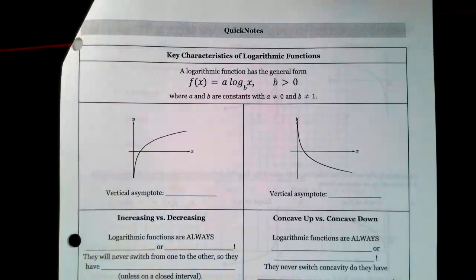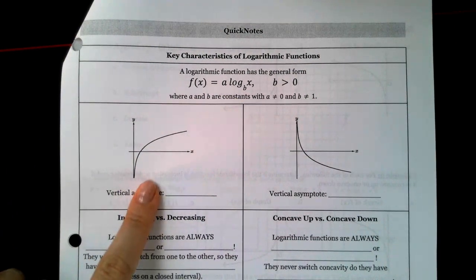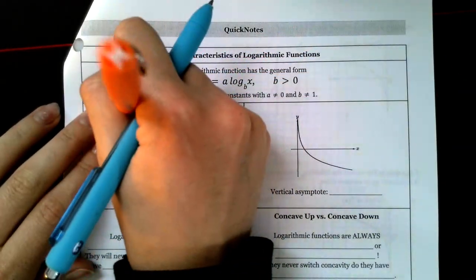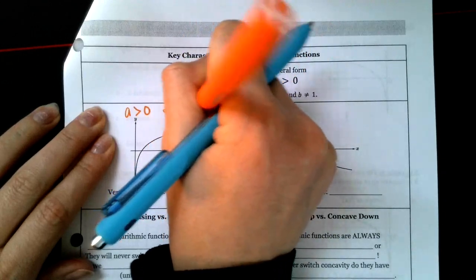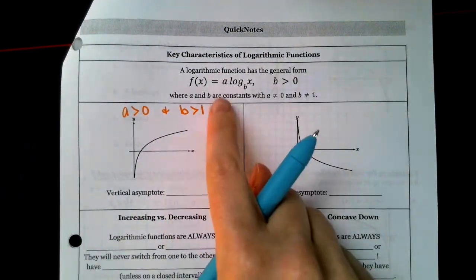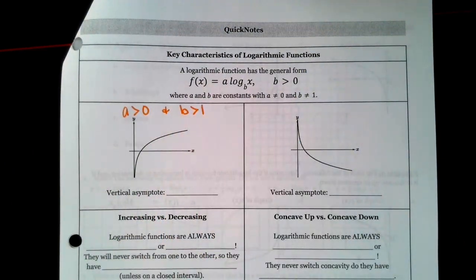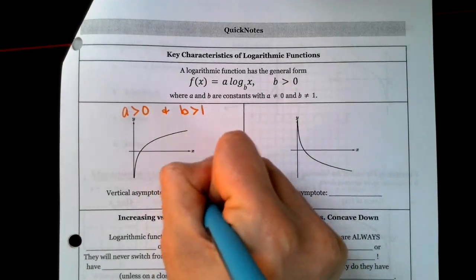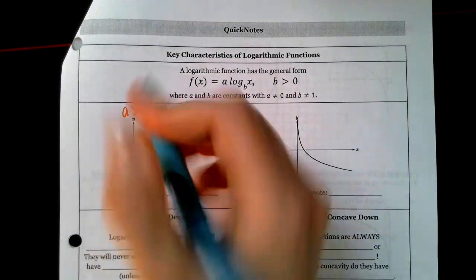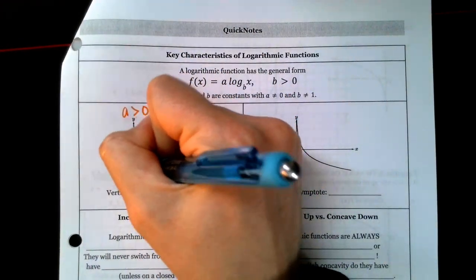So in our quick notes, we're looking at some basic characteristics of logarithmic functions. This graph is a type of logarithm, specifically when our a value is greater than 0 and our base is bigger than 1. So a is in front of the log. And we have a vertical asymptote at x equals 0. Right here, I could put some dotted lines in there.